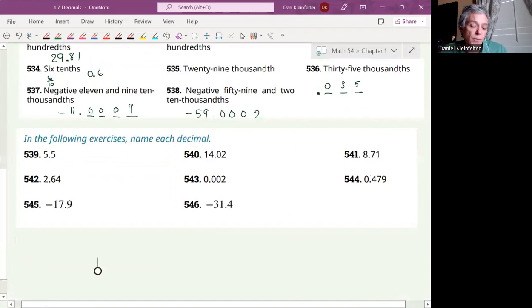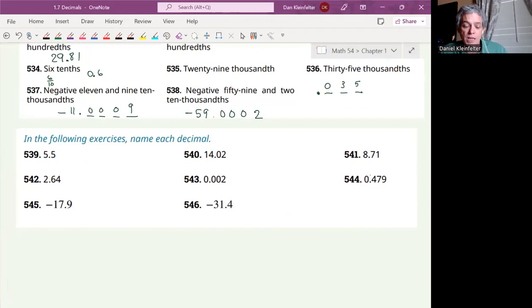In the next group, we're going the other direction. Basically, we're given numbers and we're to name them. So 539 will be 5 and 5/10ths. 542 is 2 and 64/100ths. 540 will be 14 and 2 whats? 2, that's in the hundredths place. That's 200ths.